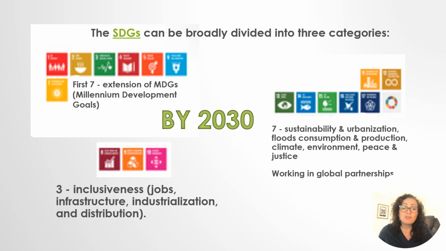The last 3 are about inclusivity, how we can develop jobs, how we can industrialise and distribute services and resources most effectively for the good of the environment and for the good of the people. And this is about how we manage life on land, how we can look at peace and justice and develop strong institutions with respect for all, and how we can really establish great partnerships for the good of all.